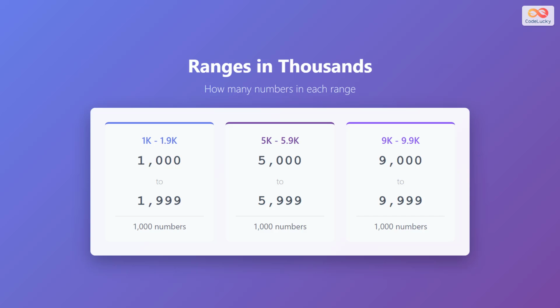Let's explore the ranges of thousands. Numbers from 1,000 to 1,999 form the first thousand range. That's 1,000 different numbers. Numbers from 5,000 to 5,999 also contain 1,000 numbers. The same pattern applies to 9,000. Each thousand has exactly 1,000 numbers within it. This knowledge helps you understand the magnitude of thousands.